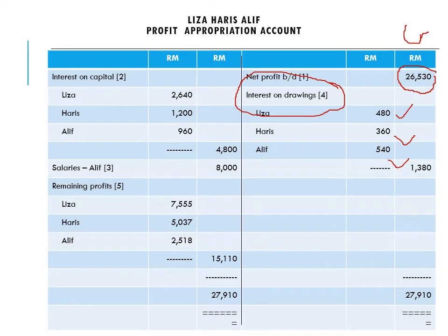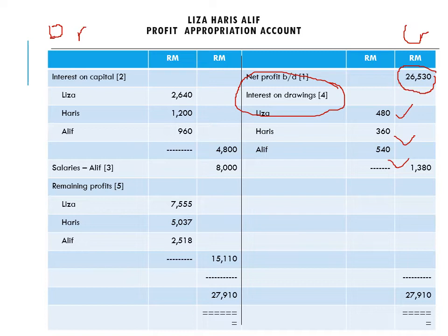So how do you get this amount? If you check your slides, you will notice that the question states that interest on drawings is 6% per annum. Let's take Lisa's drawings in 2013, which is 8,000. So 6% times 8,000, you get 480.